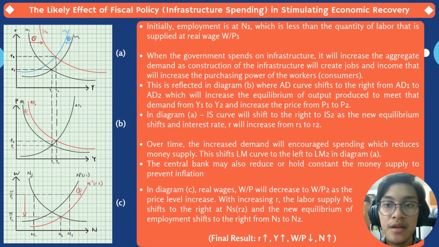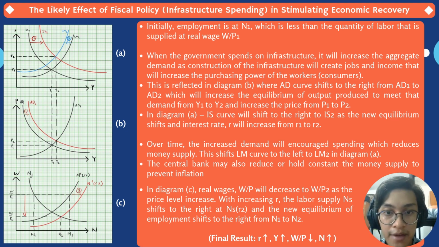Now we're going to look at the likely effects of fiscal policy in stimulating the economic recovery. In this case, it is infrastructure spending. So, in diagram C, the employment is initially at N1, which is less than the quantity of labor that is supplied at real wage W/P1. When the government spends on infrastructure, it will create aggregate demand, as construction of the infrastructure will create jobs and income that will increase the purchasing power of the workers, who are also the consumers.